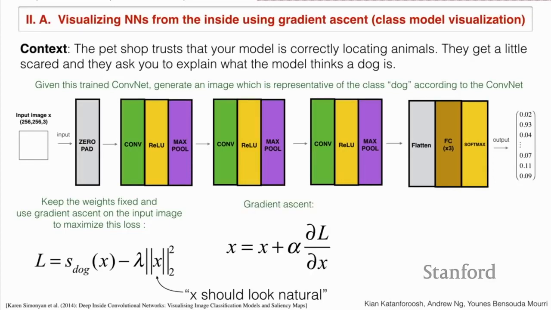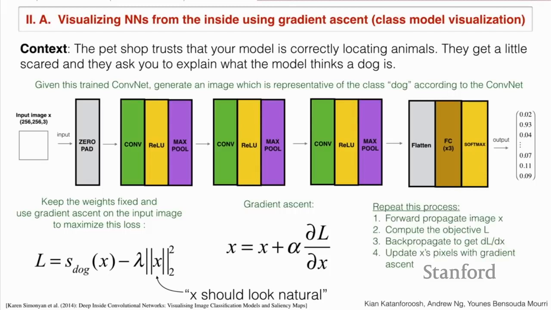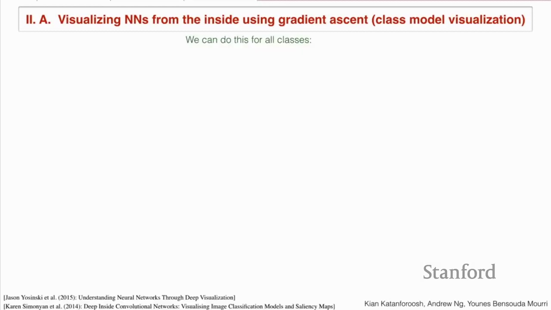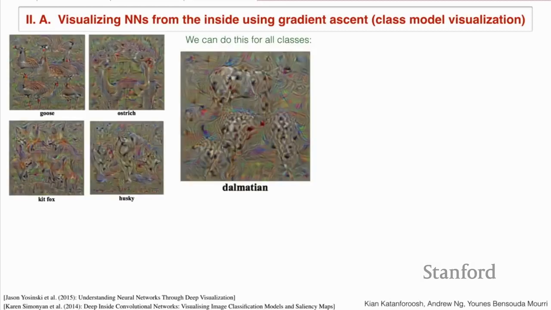What we will do is compute the backpropagation of this objective function all the way back to the input and perform gradient ascent to find the image that maximizes the score of the dog. So it's an iterative process, and it takes longer than the class activation map. We repeat the process: forward propagate X, compute the objective, backpropagate, and update the pixels, and so on. Are you familiar with that? So let's see what we can visualize doing that.